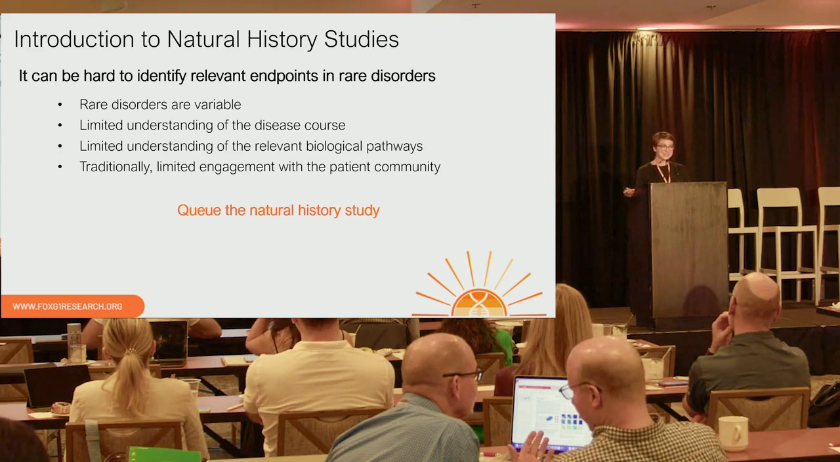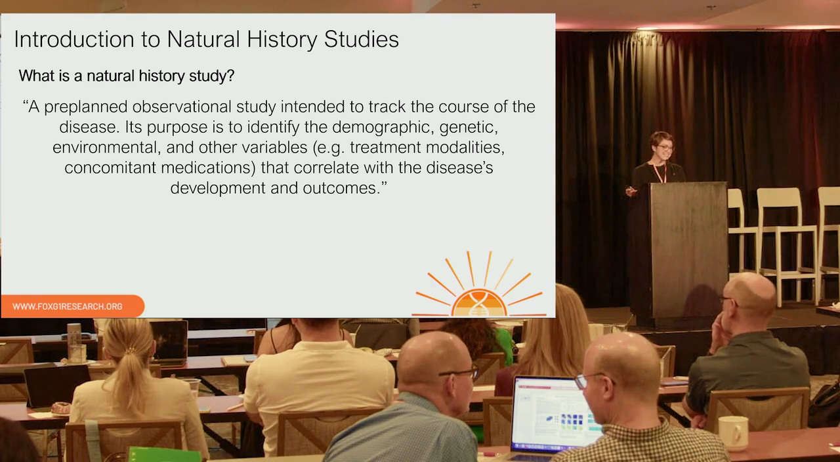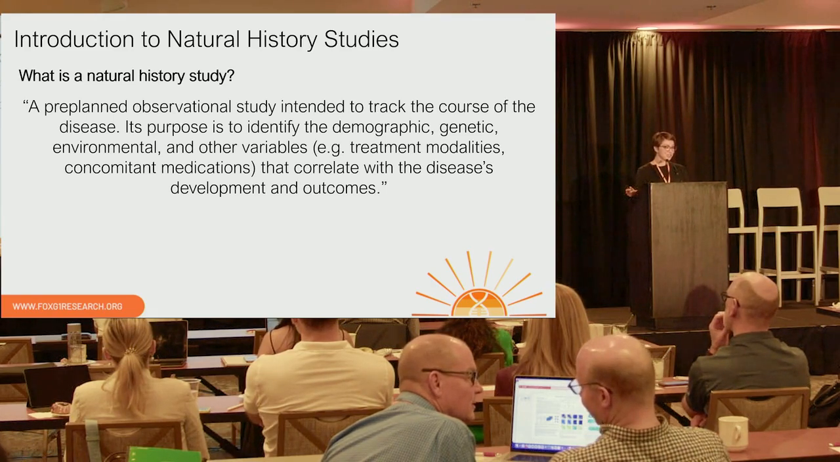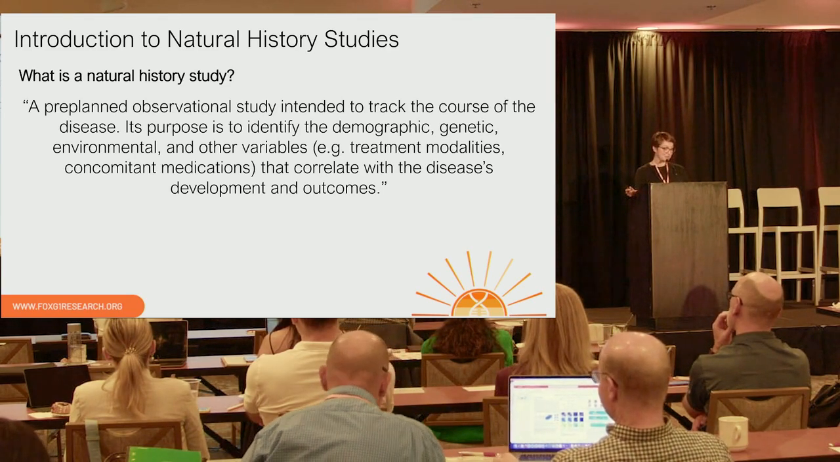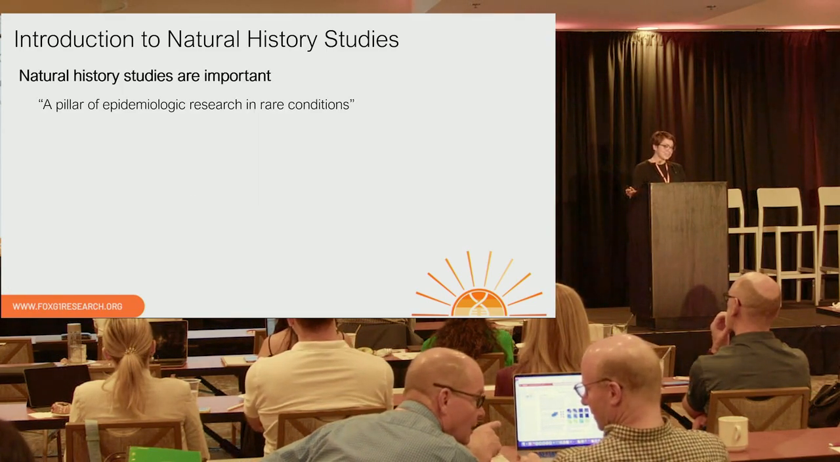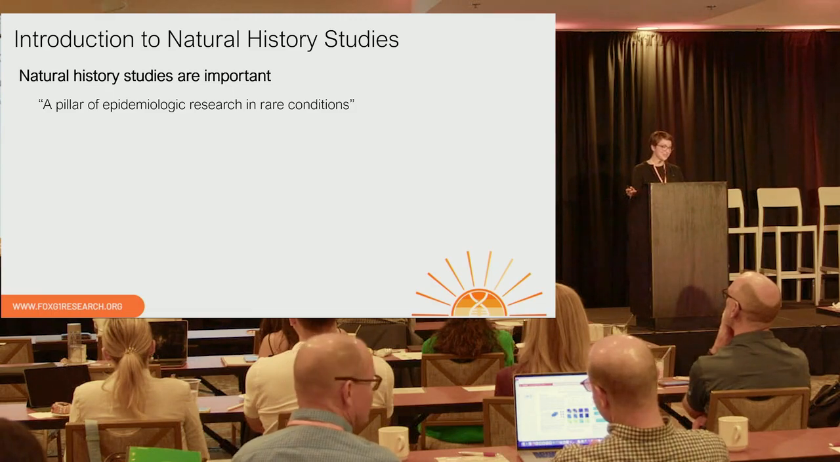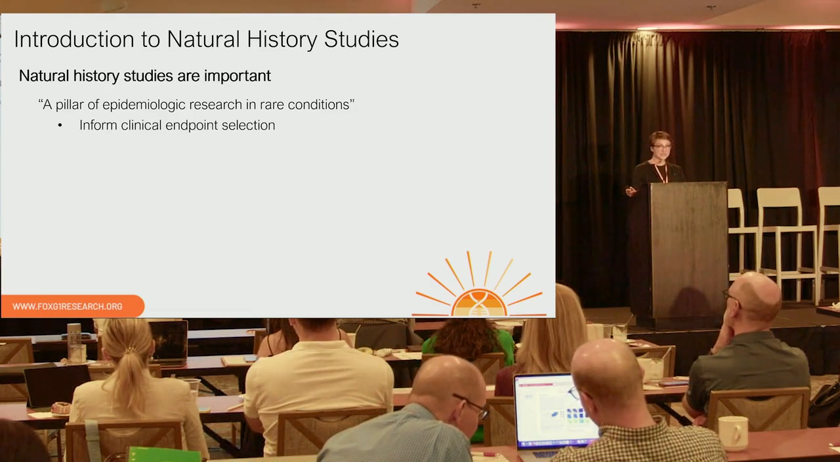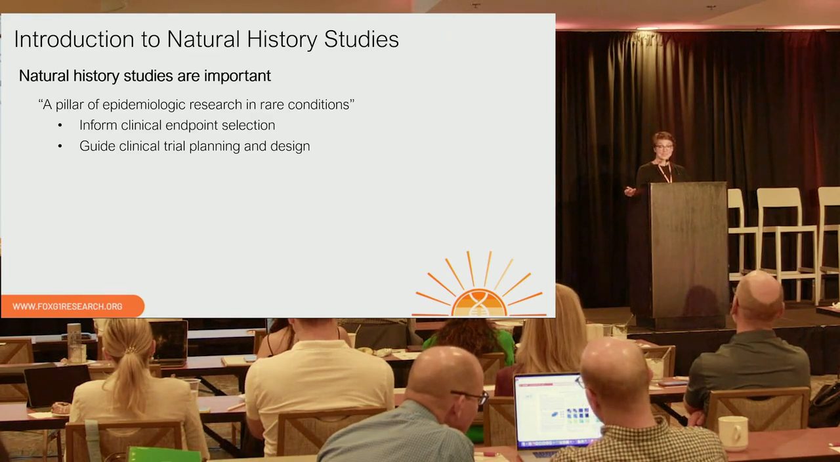So this is where the natural history study comes in, which, per the FDA, is a pre-planned observational study intended to track the course of disease. Its purpose is to identify the demographic, genetic, environmental, and other variables that correlate with the disease development and outcomes. So natural history studies are really important in rare disease, and some have stated that they are a pillar of epidemiologic research in rare conditions. So we can use natural history studies to inform endpoint selection, guide clinical trial planning and design to make sure that we're setting ourselves up for success.